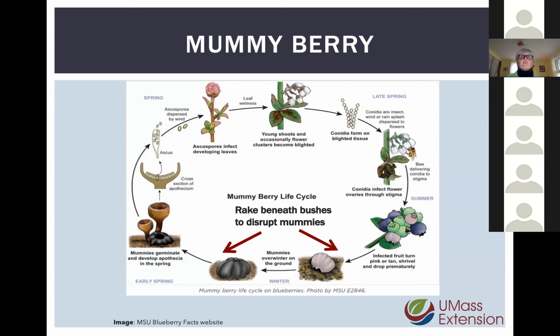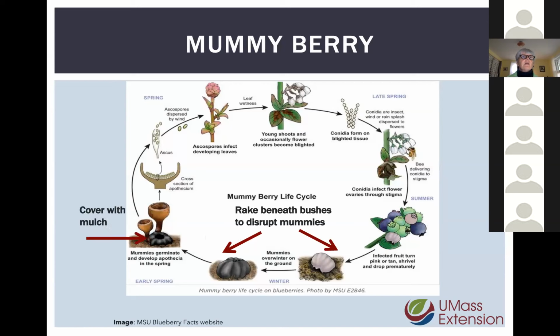One of them is raking or disturbing the area beneath the bushes to disrupt the mummies. That can be done in the fall. We can, in small plantings, maybe even rake up any mummified fruit, try to gather them up, although it's pretty hard to get them all. But doing some disruptive activities, cultivation and so forth, underneath the bushes can help break things up a little bit.